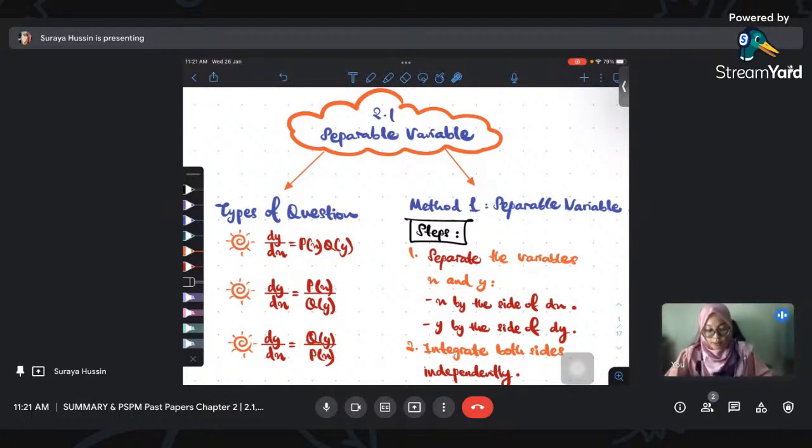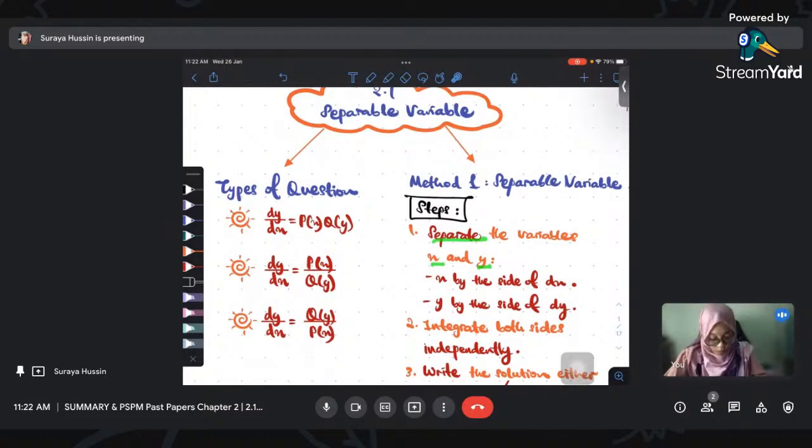So, yang penting kita kena just make sure whether we can separate it. Separate it macam mana? Separate the variables. This is the first method, separable variable. Okay, di mana kita separate X dan Y. Macam mana nak separate the X and Y? Means kita make sure X by the side of dx and Y is by the side of dy.